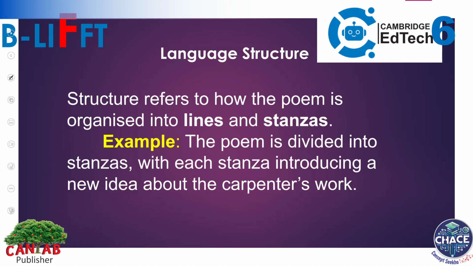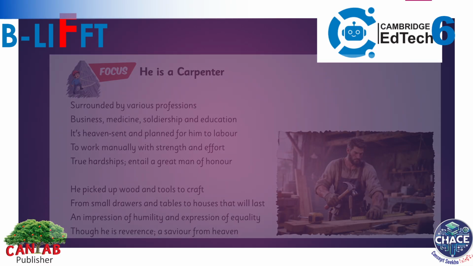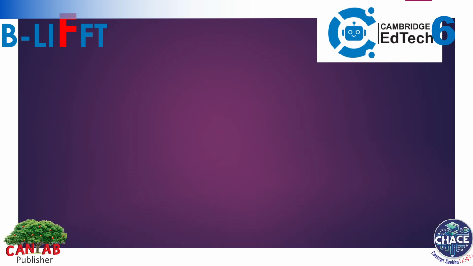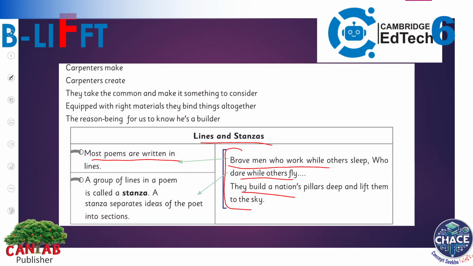We discussed it in our previous slide. Structure refers to how the poem is organized into lines and stanzas. Example is the poem is divided into stanza, with each stanza introducing a new idea about the carpenter's work. If you look at this, here's the first stanza, here's the second stanza, and so on. Here's the third stanza.